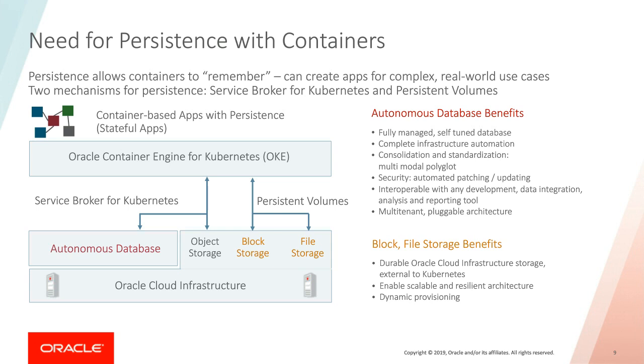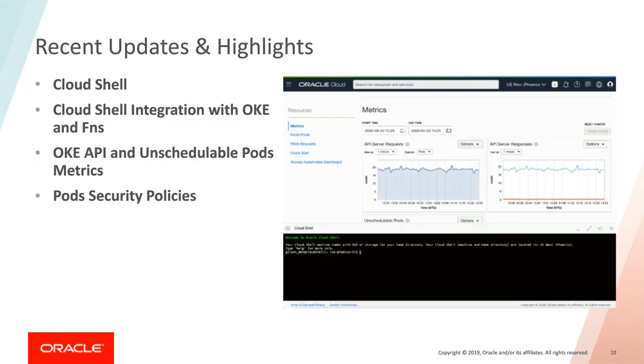Finally, here are some highlights of new features we have announced that I'd like to share with you. First one is Cloud Shell. Cloud Shell is a web browser terminal accessible from the OCI console with several useful tools and utilities pre-installed like Git, Java, Python, kubectl, Helm, Maven, Terraform, Ansible, SQL+, and a lot. Cloud Shell is also integrated with OKE and functions. So that means you can manage your OKE cluster and function directly through the UI.